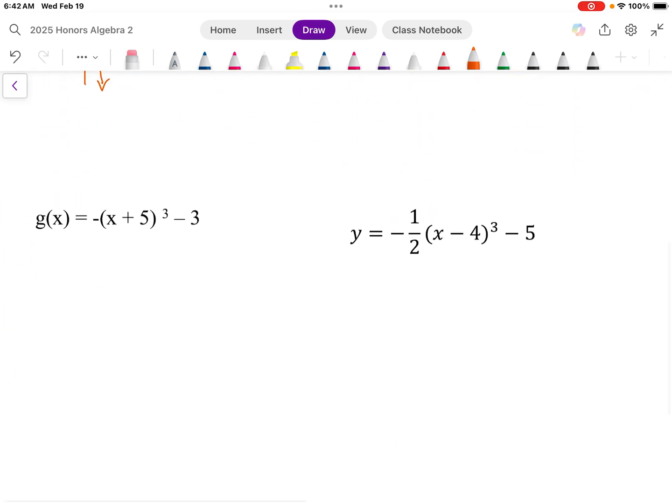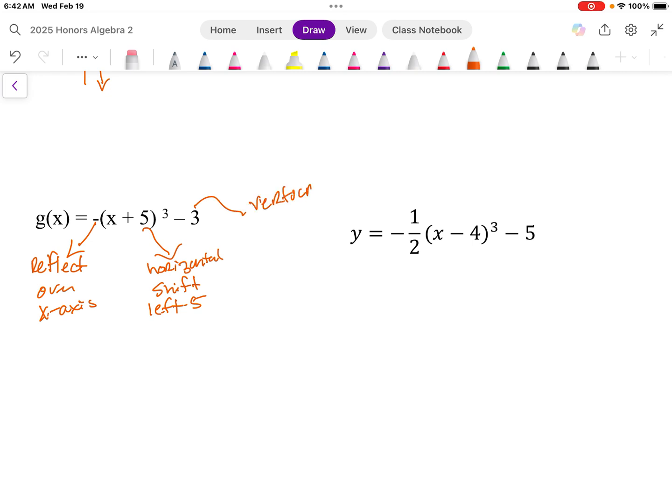All right. Again, three things on this next equation. The negative tells me I reflect over the x-axis. The 5's on the inside, so I have a horizontal shift, and it would be to the left 5. And then the 3 at the back, we have a vertical shift down 3.